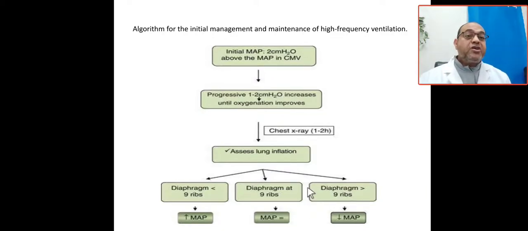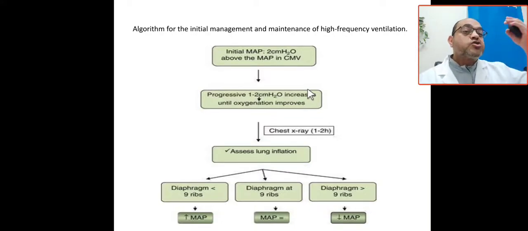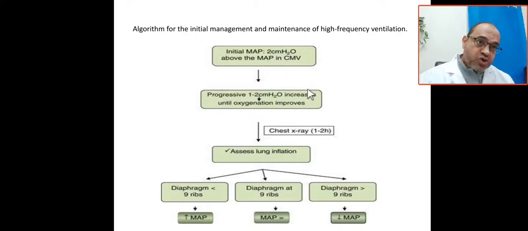So first of all, the initial MAP is 2 centimeter water above the MAP in conventional mechanical ventilation. This is the first step. The second step, you have to progressively increase the MAP by 1 to 2 centimeter water until the oxygenation improves. This is the second step.